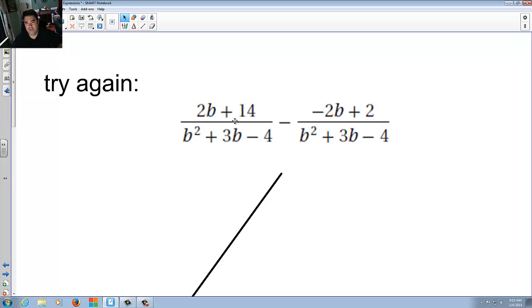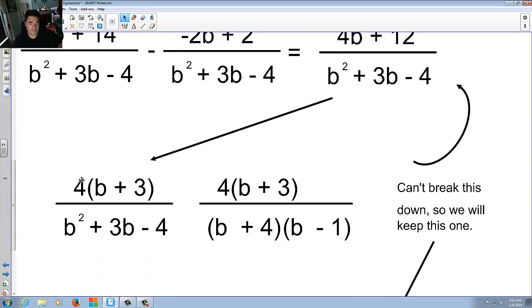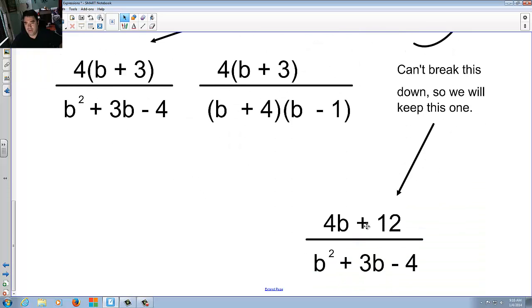Alright, try again. 2b plus 14 minus negative 2b plus 2. Remember, we're going to be switching these signs. Go ahead. Notice here that when we switch the signs, it's going to be positive 2b and negative 2. So I basically just combine them, saying 2b plus 2b is 4b, 14 plus negative 2 is 12. Pull a 4 out here, split these apart. We can't break this down, so we're going to keep this one as is. So basically, that's as far as we could go.